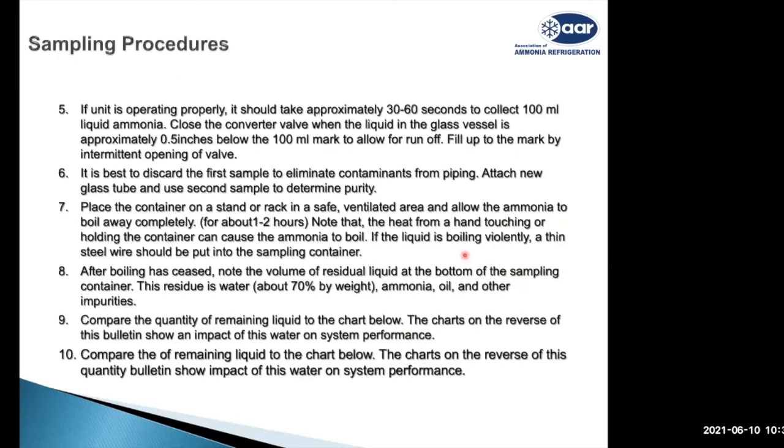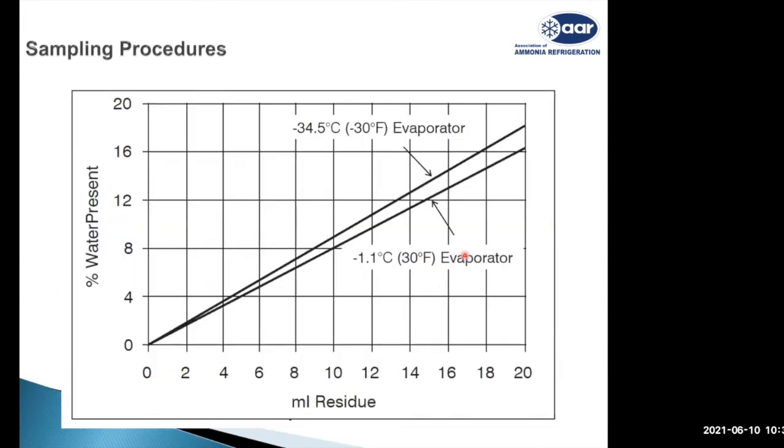What will happen is that the ammonia inside this tube will boil and vent into the atmosphere, and what will remain is the water. You can measure that water quantity, and then using a typical chart you can convert the ml of residual to the percentage of water.